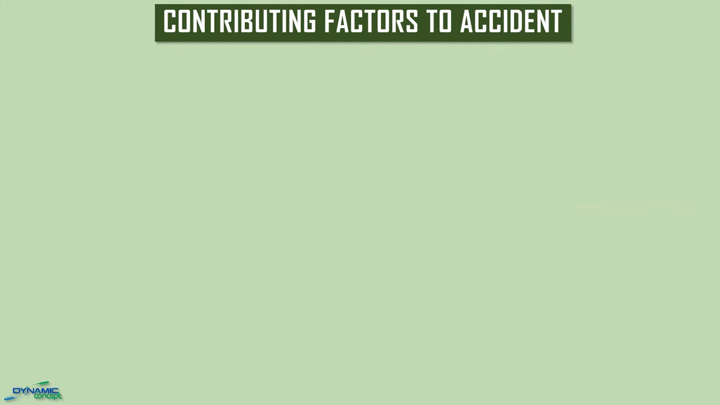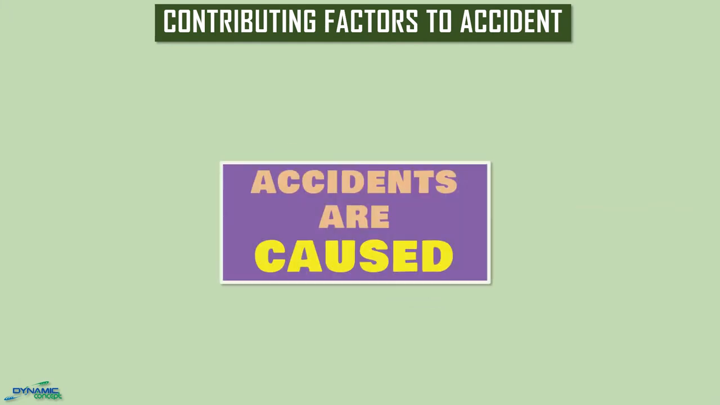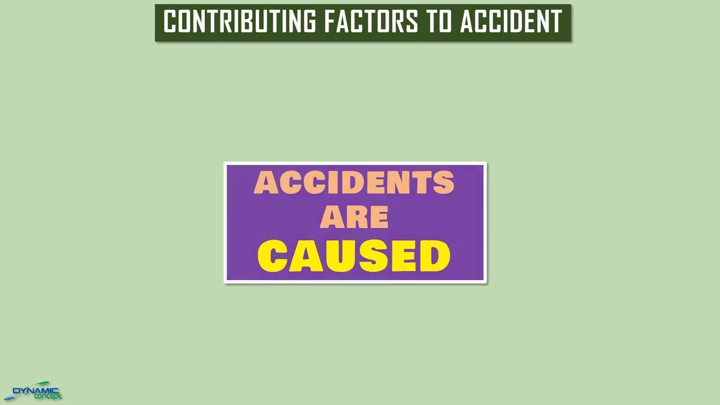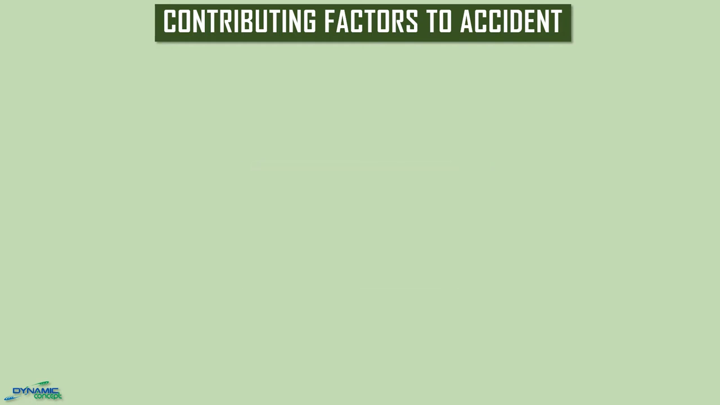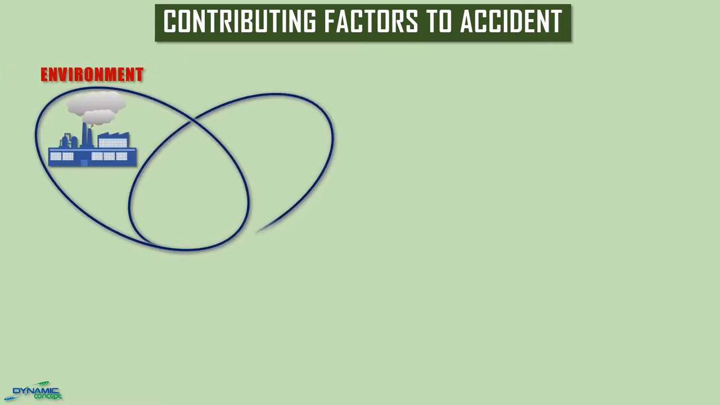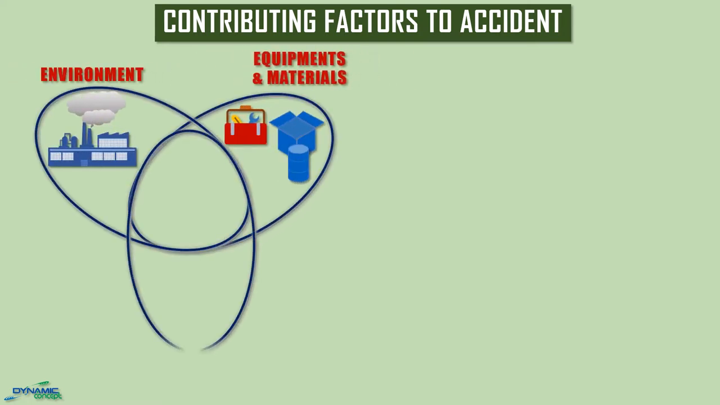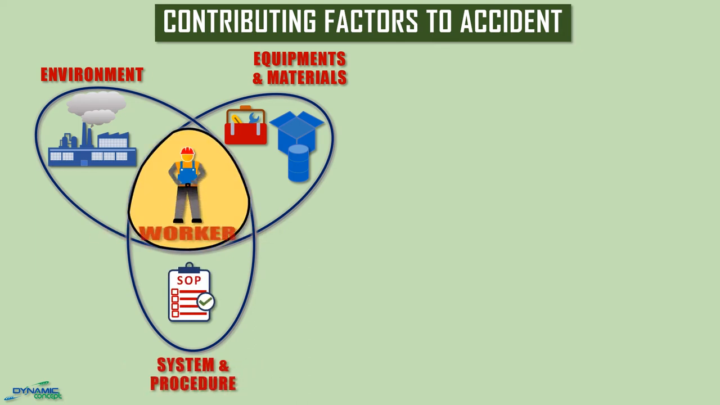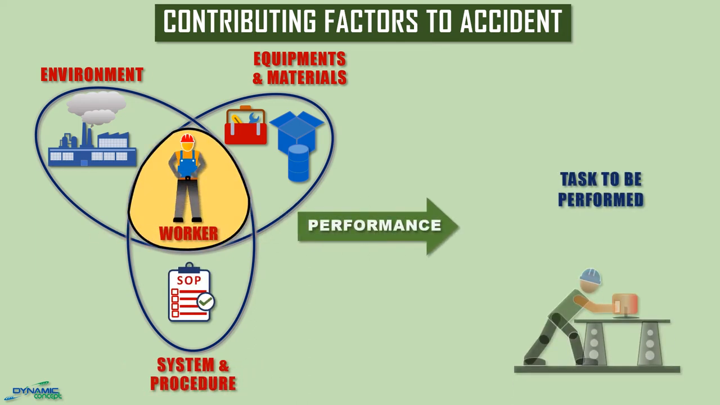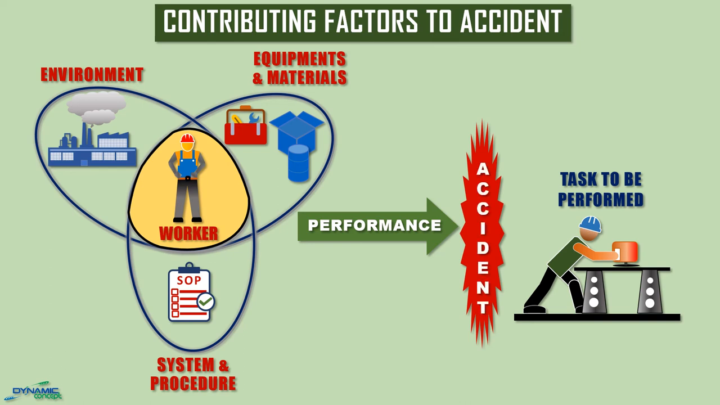Accidents do not just happen. They are caused. Accidents do not have single cause. The accidents are usually the result of a combination of factors which may vary from situation to situation. There is a lot of possibilities for what can contribute or cause a workplace injury. They can be grouped into four, that is, environment, equipment and materials, system and procedure, or error of worker.